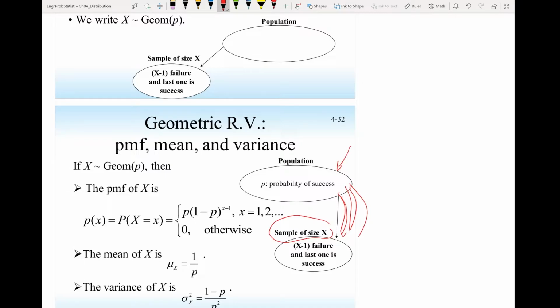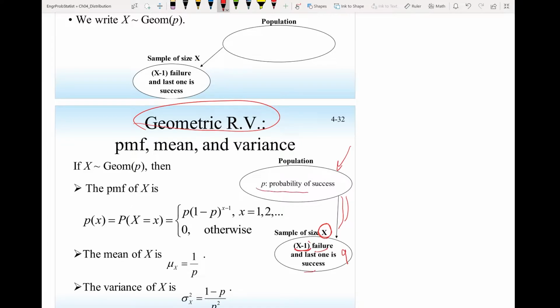Or in communication, I will just keep transmitting until they receive the message. So X is the last item I will send until I receive a success. And that is the geometric random variable. So in this case, I will keep pulling until I get the success. Maybe the success will happen in the 10th trial. Then there will be 10 minus 1, 9 failures, which is x minus 1 failures. And the xth item will be a success.